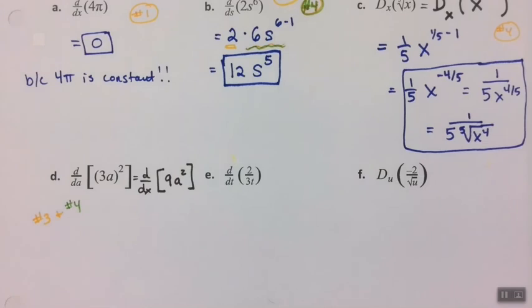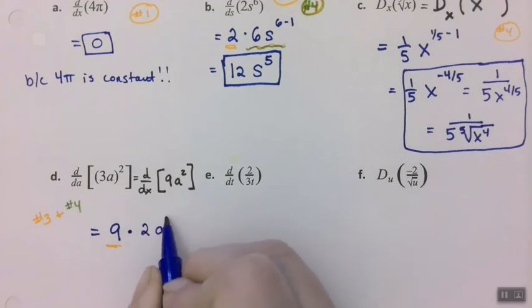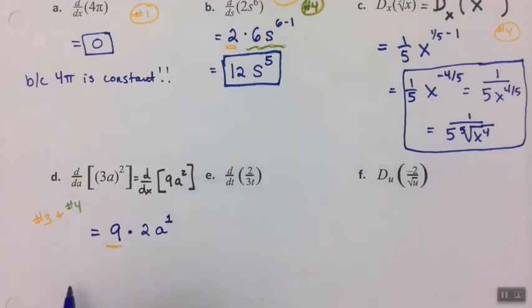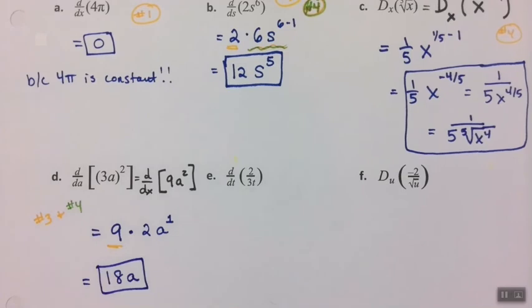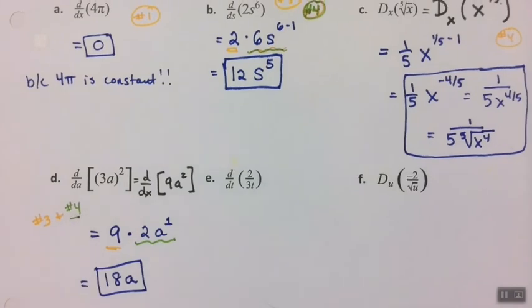Okay, so if I'm going to take this derivative, it would be 9 in front times, right? And that's number 3 right there, leaving the 9 just sitting there, leaving the constant out. And then 2a to the 1, right? Because it's going to be 2 take away 1. So that would be 18a, and that's your derivative. This part right here is your rule number 4, right? It's your power rule. And this part right here is your constant multiple rule.